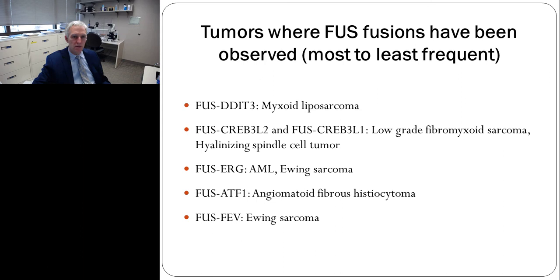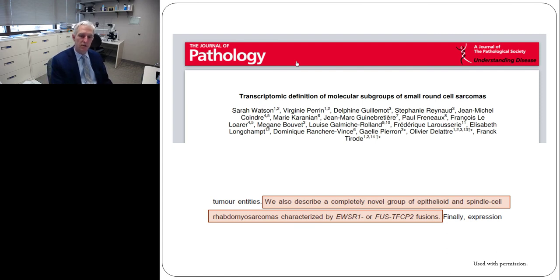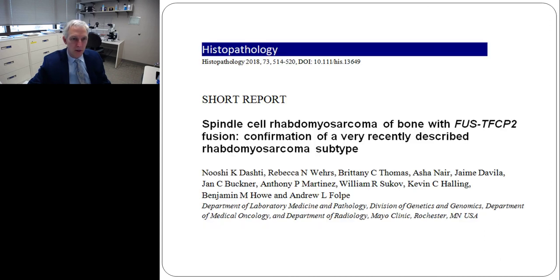And these FUS fusions are observed in different types of tumors. For instance, FUS-DDIT3 is observed in myxoid liposarcoma, and actually finding this fusion is very helpful for establishing a diagnosis. But as I said, the fusion we saw was never described before in the literature until, ironically, just a few days later, when a paper came out of Europe that described a completely novel group of epithelial or spindle cell rhabdomyosarcomas that were characterized by FUS and TFCP2 fusions. So brand new. When you see sarcomas with this particular type of fusion, it's a particular type of rhabdomyosarcoma. And we described our experience in a paper a few months later.